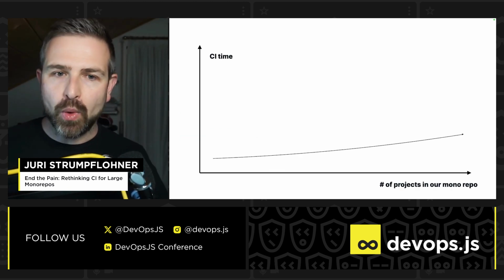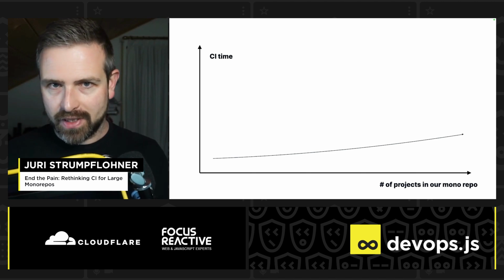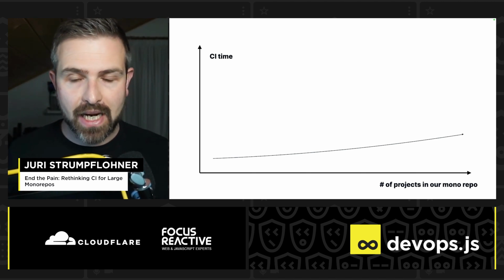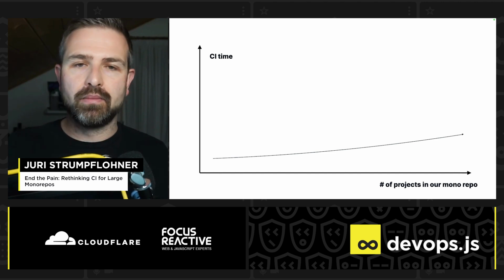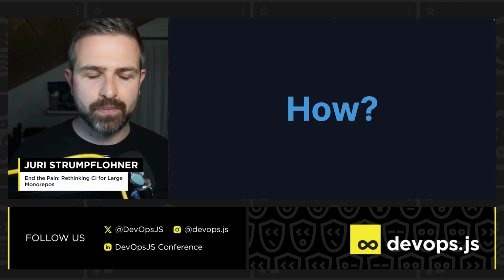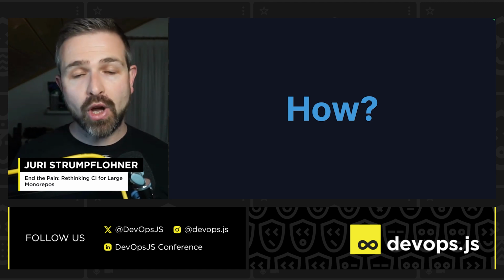So what we want to have is something like that, obviously. We want to keep that as low as possible and keep it almost flat, ideally, and not something that grows exponentially with more and more products on our monorepo. So how do we do that?